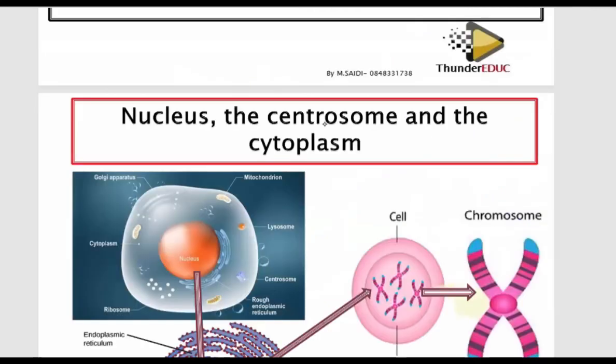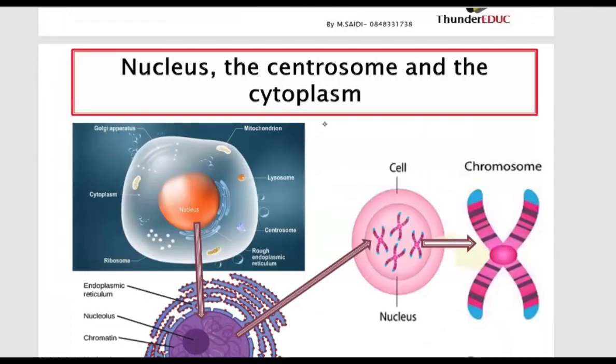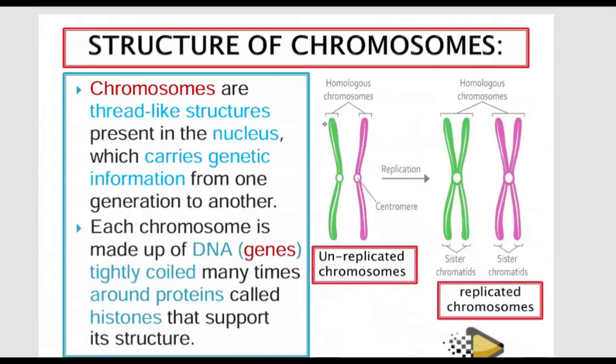So this is what we are trying to say here, that in animals, you'll find it in the ovary to produce ova. In males, you'll find it in the testes to produce spermatozoa, which are the sperm cells. And then in the ovary in plants, it produces ovules, and the anthers produce pollen grains. So that's what you need to know, where it is located. And then we said with the functions of meiosis, we will see it when we look at this.